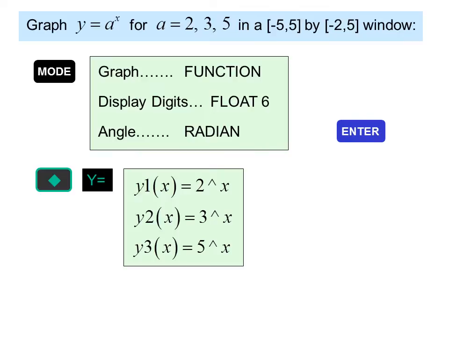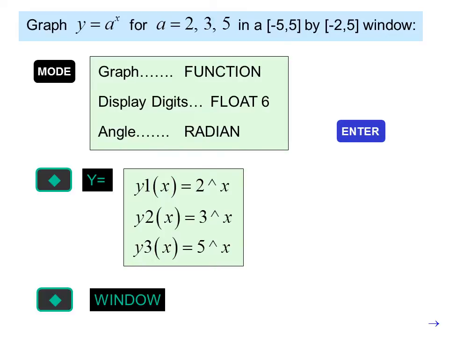And you may be wondering why I ask you to change the angle measure to radians, even though this is not a trig problem. In calculus, we set the angle to radians and leave it there because degrees usually don't work in calculus.